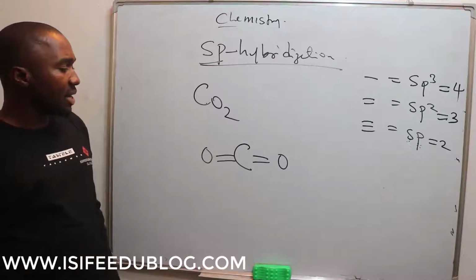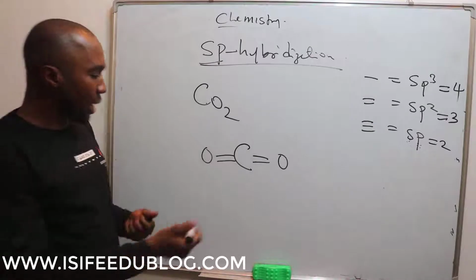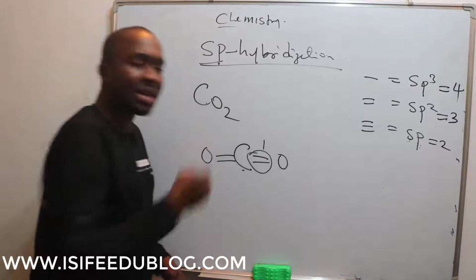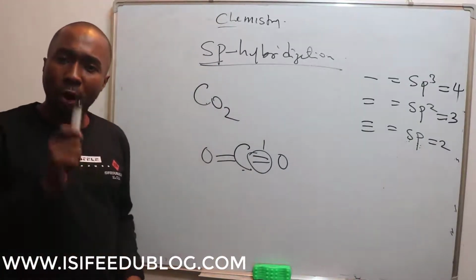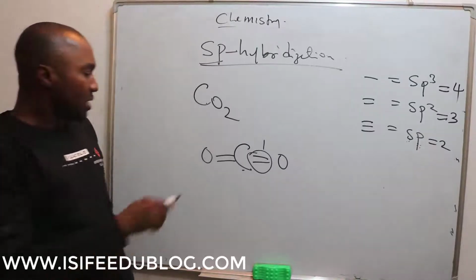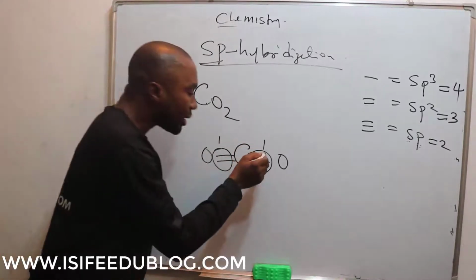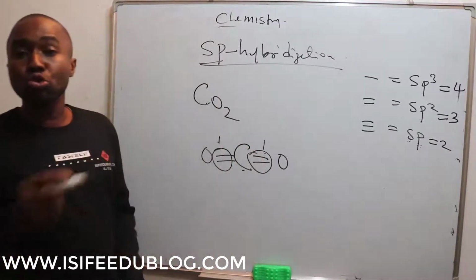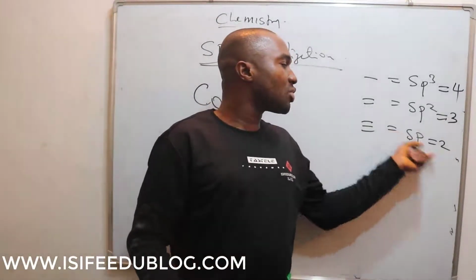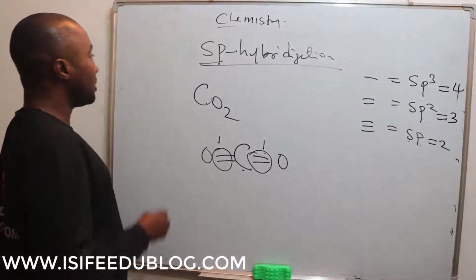So in that case, if you are asked to identify the type of hybridization taking place here, you look at the central atom, which is carbon. How many attachments does it have? This side, it has 1 attachment. Even if the bond is 3, 4, or any number of bonds, we count it as 1 attachment. Here now is also 1 attachment. 1 plus 1 makes 2 different attachments. And since we have 2 different attachments, the compound is undergoing SP hybridization.